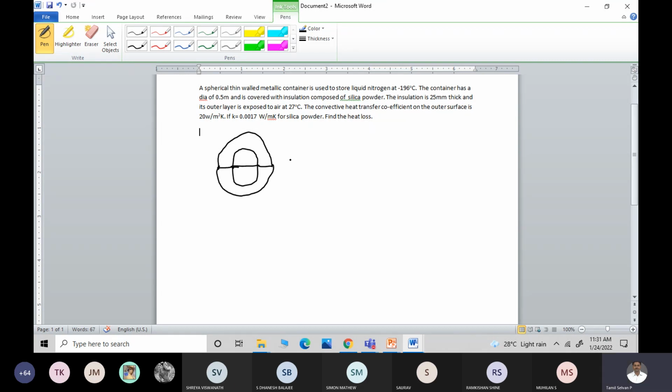Okay, now we have the dia is 0.5 meters. So R1 and R2. So R1 is 0.25 meters. Am I correct, ma? Yes, sir. It is covered with the insulation of silica powder. The insulation is 25 thick. So R2 minus R1 is equal to 25 mm. So how much it is? 25 mm, 0.025, right? Am I correct, ma? Yes, sir.